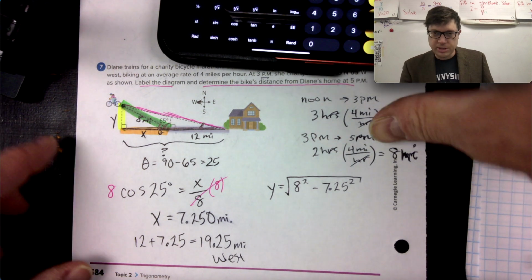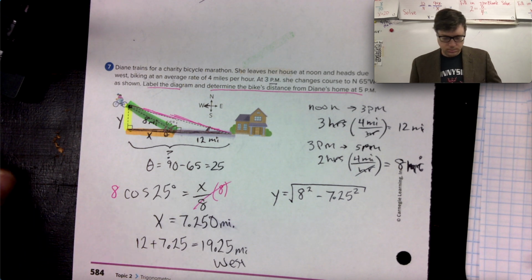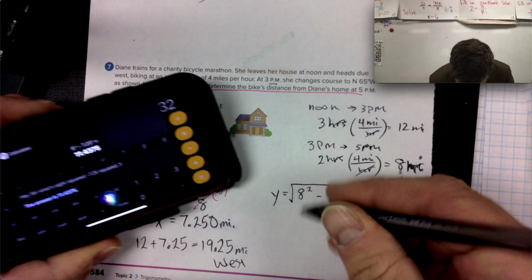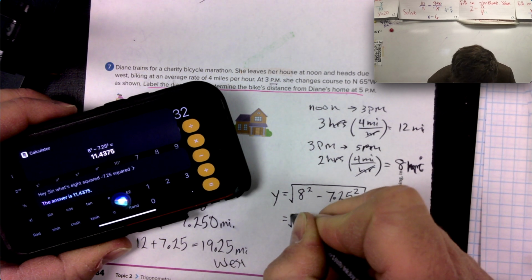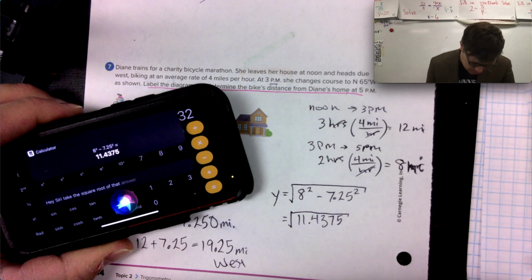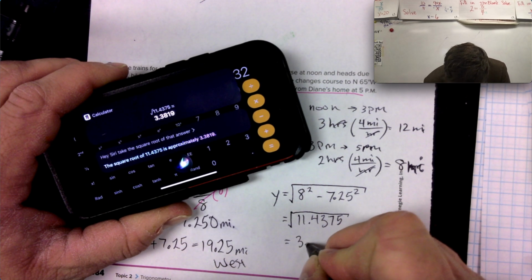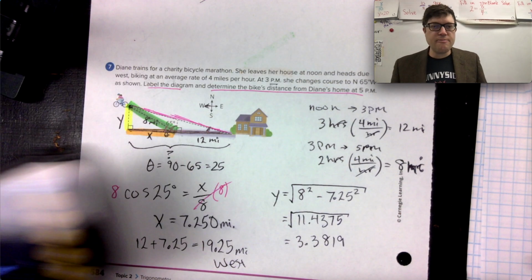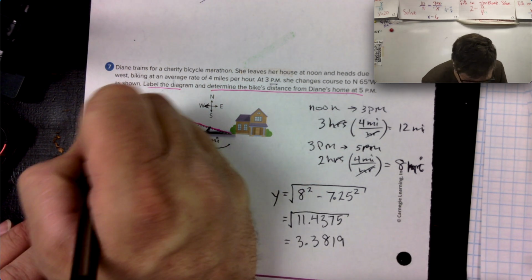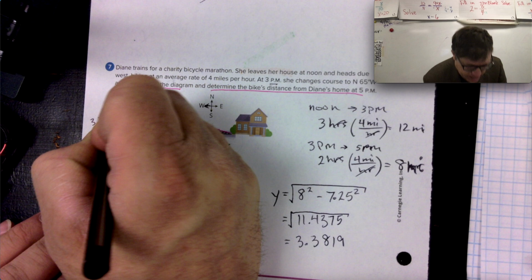And I'm just going to use Siri for a second. Hey Siri, what's 8 squared minus 7.25 squared? The answer is 11.4375. Hey Siri, take the square root of that answer. The square root of 11.4375 is approximately 3.3819. Okay, so I have my y distance right here, 3.382. I'll just abbreviate it at 2.